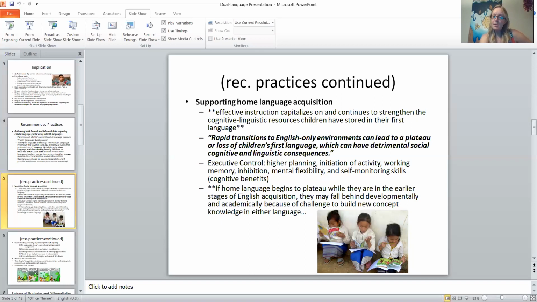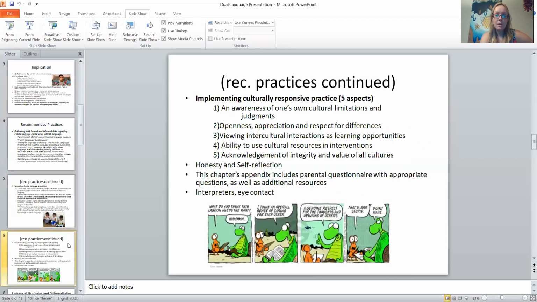Also, it just mentions again, if the home language begins to plateau while they're in the earlier stages of English acquisition, they can fall behind developmentally and academically because of this challenge now to build new concept knowledge in either language. So if they don't have it in their home one, then when they're facing it in English, it can be even more challenging. That's why we definitely want both language acquisition.